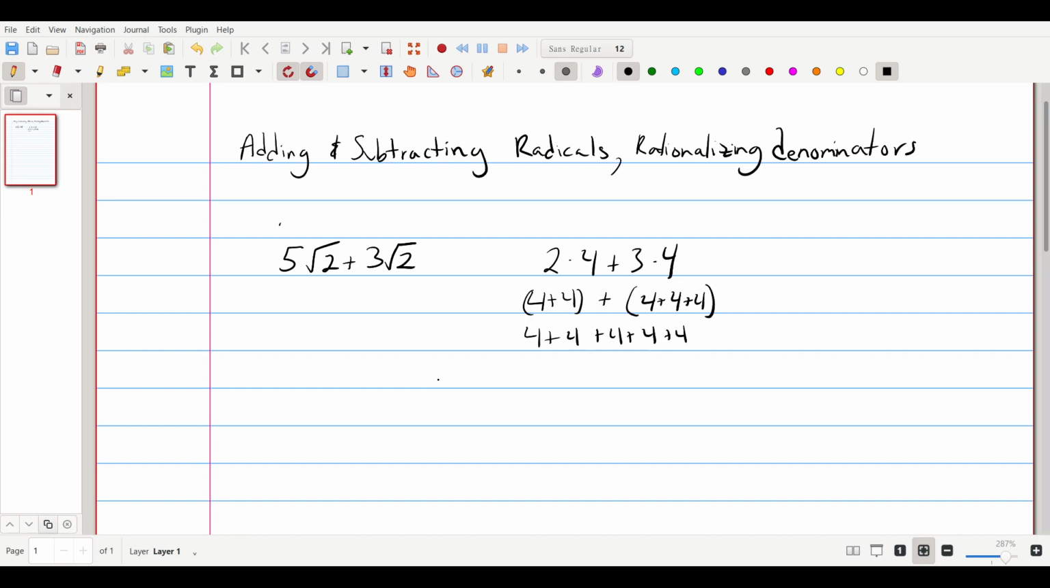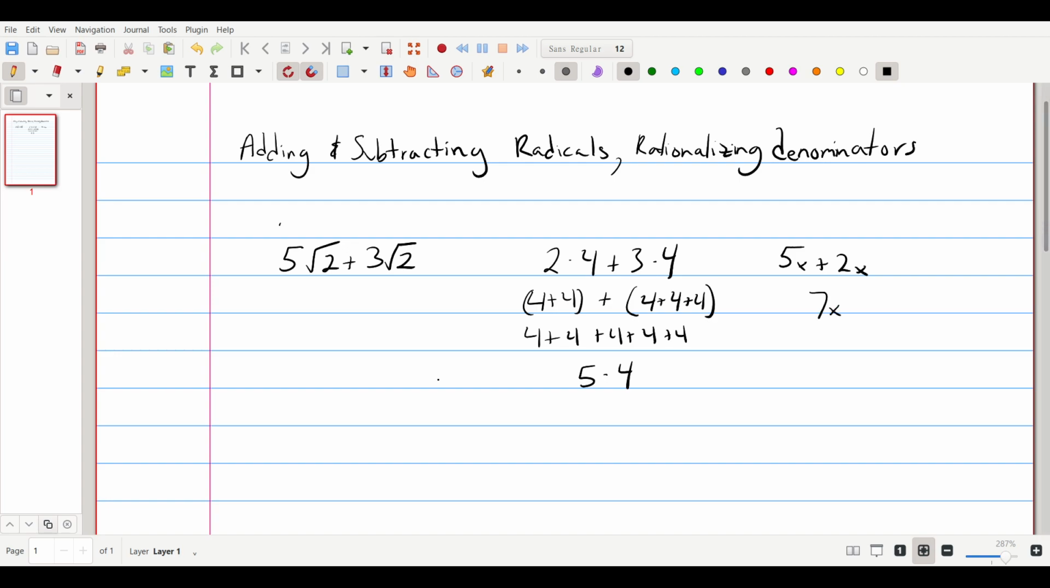And how many 4s do we have added together? Well, we have 5 of them. So this becomes 5 times 4, which if you want to simplify it is 20, but that's really not what we're looking at. Essentially, you can treat radicals like how you add variables: 5x plus 2x. This is 5 x's, this is 2 x's. You add them together, you get 7 x's.